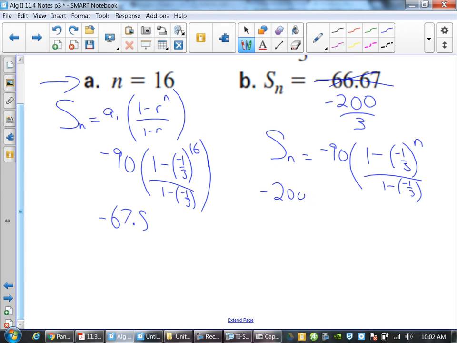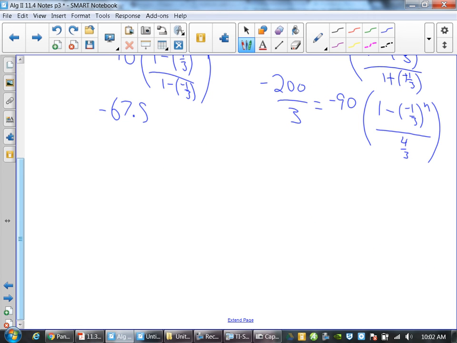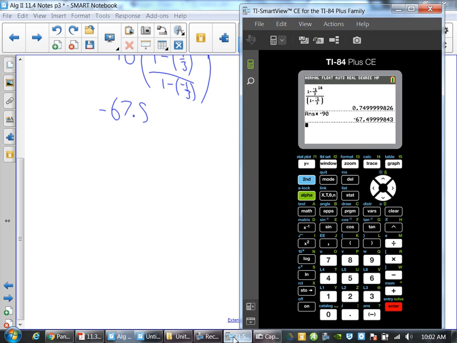Negative 200 over 3 is negative 90 times all this junk, 1 minus negative 1/3 to the n, over 4/3. So there's a bunch of weirdness going on on the right-hand side. What I might do to make my life a little bit easier right away is take negative 90 divided by 4/3, and it should simplify that out. That way I can bring that to the other side.